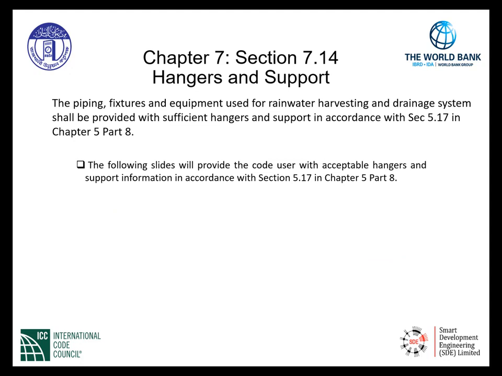Section 7.14, Hangers and Support. The piping fixtures and equipment used for rainwater harvesting and drainage systems shall be provided with sufficient hangers and support in accordance with Section 5.17 in Chapter 5, Part 8. The following slides will provide the code user with acceptable piping, hangers, and support as referenced in Section 5.17 in Chapter 5, Part 8.